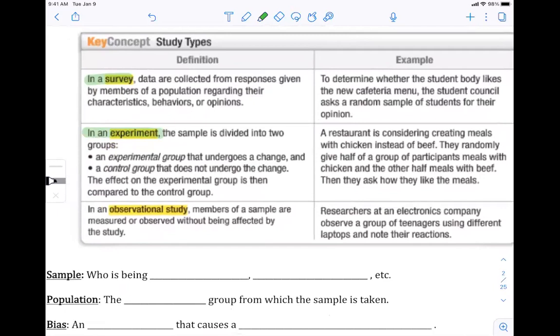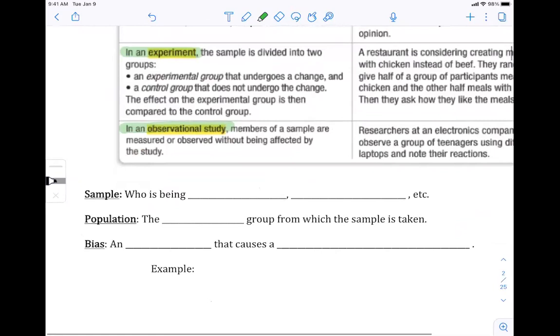And then the last one you can see there is an observational study, which is just when you have a group of people that are just being observed and you're not really interacting with those people at all. So when it comes to data and collecting data, today is a pretty important day.